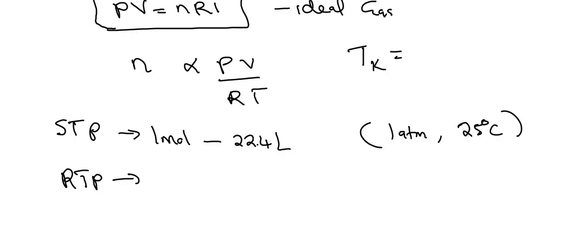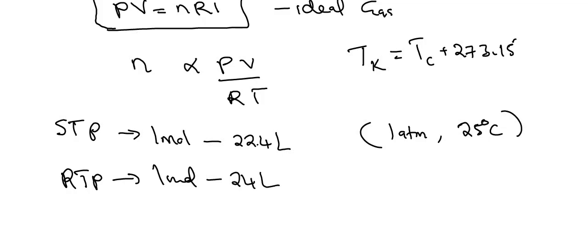You know how to convert to kelvins. Your temperature in Celsius needs to be added to 273.15, then you convert it. At RTP, every single mole occupies what? What's the volume that is occupied at RTP, Nyumezi? This is 24 liters. That's the condition at RTP.